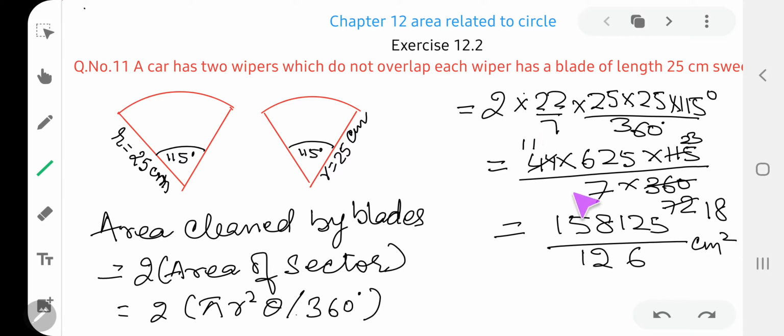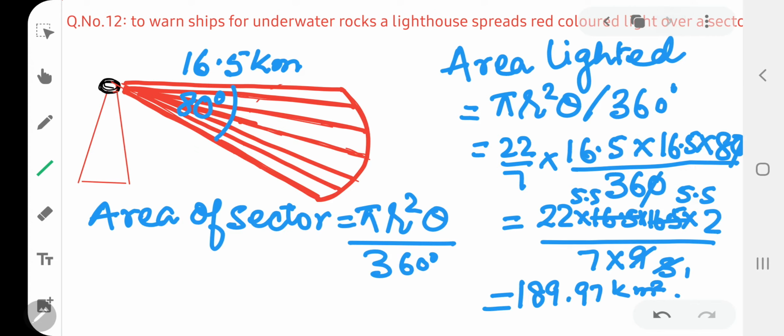So children, when you calculate, cancel whatever you are able to, and you will find that the area of the two blades is 1,58,125 divided by 126 centimeter square. So I hope all of you are able to understand. Let's do question number 12, children.